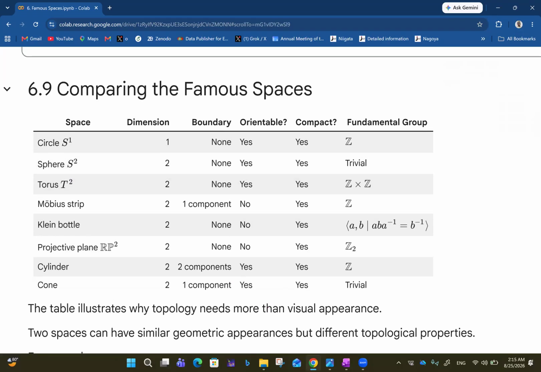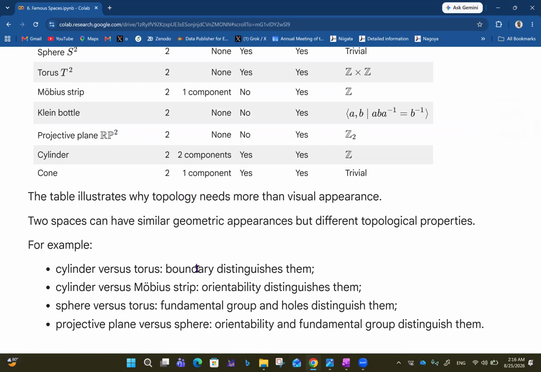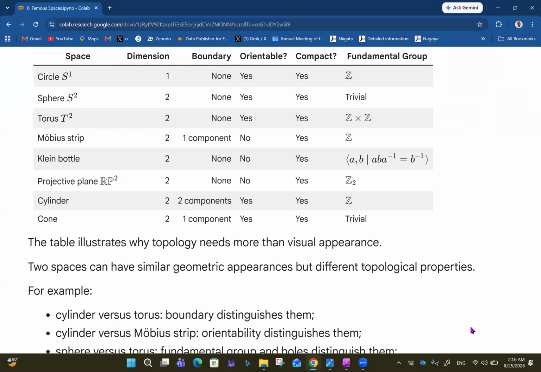So the table illustrates why topology needs more than visual appearance. So visual appearance is not enough. Two spaces can have similar geometric appearances, but different topological properties. For example, cylinder versus torus, boundary distinguishes them. Cylinder has two boundaries. Cylinder versus Mobius strip, orientability distinguishes them. Sphere versus torus, fundamental group and holes distinguish them. Then projective plane versus sphere, orientability and fundamental group distinguish them. So I mean the table summarizes all of that.